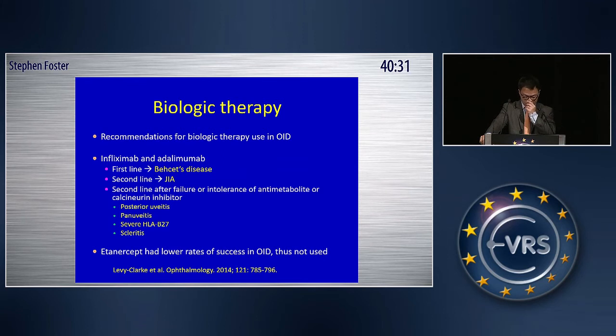Etanercept, or Enbrel, has very low efficacy of all the biologic therapies. We know now that it doesn't work for uveitis or scleritis, so we don't really use it very much at all.